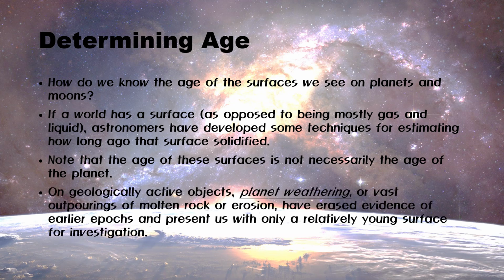On geologically active objects, and here's our why, planet weathering, or vast outpourings of either molten rock or erosion from things such as wind and rain, have erased evidence of early epochs or eras in time and present us with only a relatively young surface for investigation. So, for example, on Earth, we have molten rock, we have erosion, and these, of course, are constantly reshaping the surface of the planet.